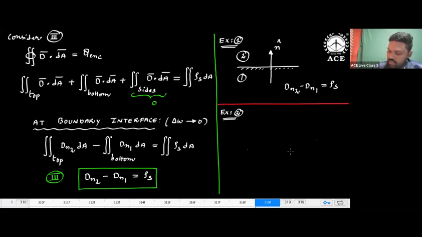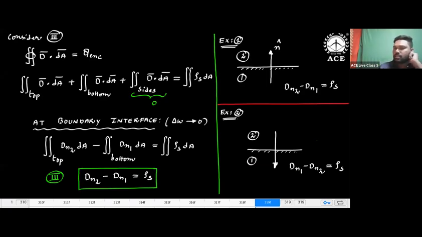This is the media interface. This is medium 1, this is medium 2. My positive normal is acting like this. So then how do you have to take the difference? dn1 minus dn2 is equal to rho s. That is all the story is.